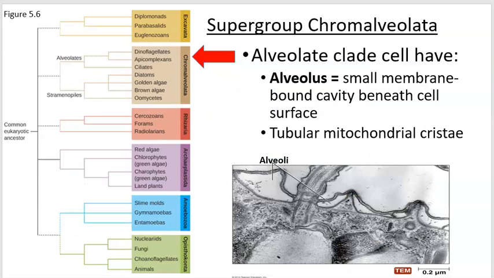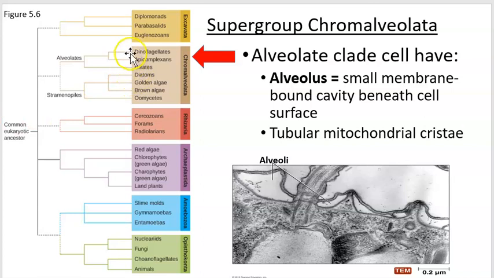All right, switching gears, we'll take a look at another supergroup out there, the Chromalveolata. These guys are interesting because they have something that is known as an alveolus, which we can see in this electron micrograph. It's this weird cavity that is just underneath the cell membrane right here. The other thing, when you look at this group, is that the mitochondria are going to form long tube-like structures as opposed to discs when you look at the folds.